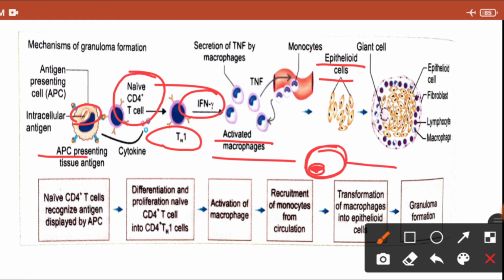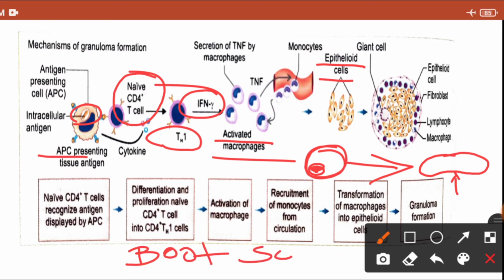What do we mean by epithelioid cell? Here the macrophage will change its shape, right? See, it will get converted into an elongated spindle shaped cell with an indentation here, right? So it looks like the sole of our shoes, right? It looks like a boot shape or a sole of our shoes. It is a slipper shape, which is known by the name epithelioid cell.